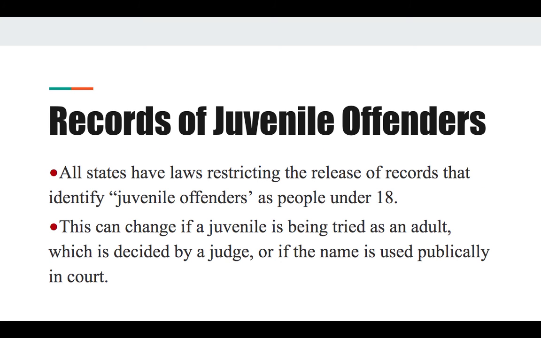Records of juvenile offenders. So all states have laws restricting the release of records that identify juvenile offenders as people under 18. This can change if a juvenile is being tried as an adult, which is actually decided by a judge, or it will also change if the name of the juvenile is used publicly in court. So it will be a case-by-case basis.